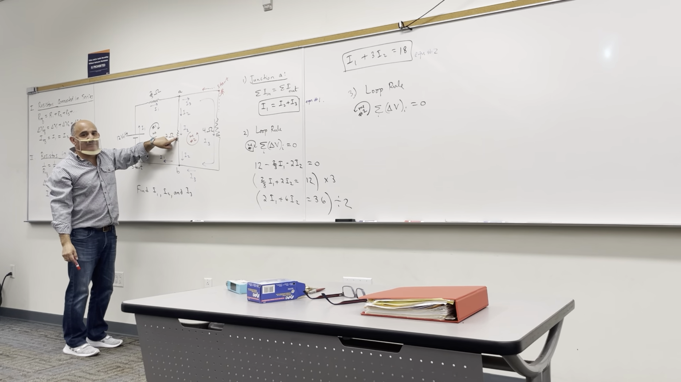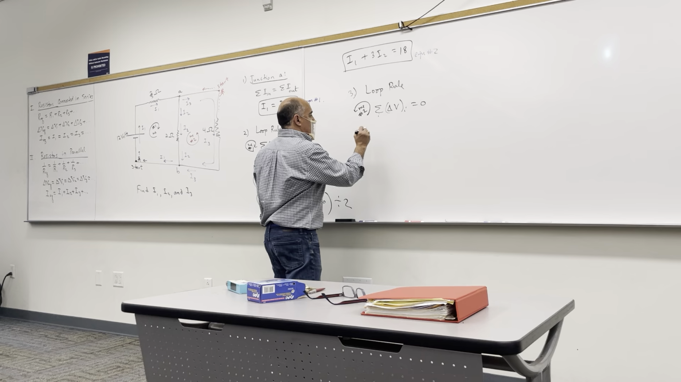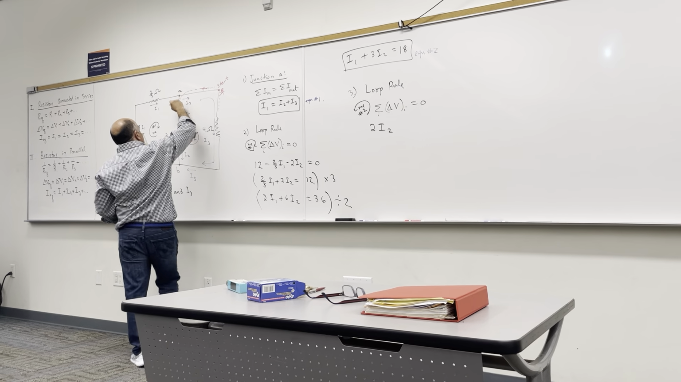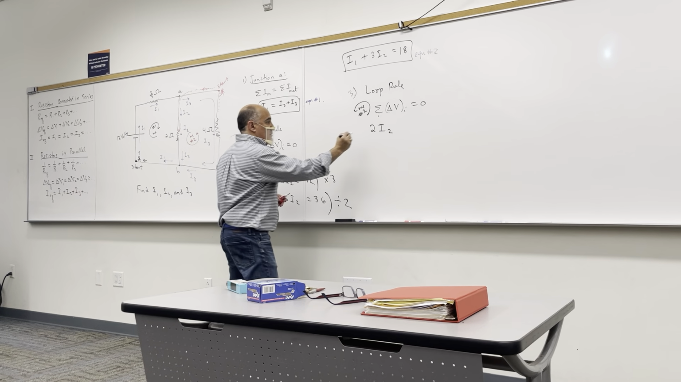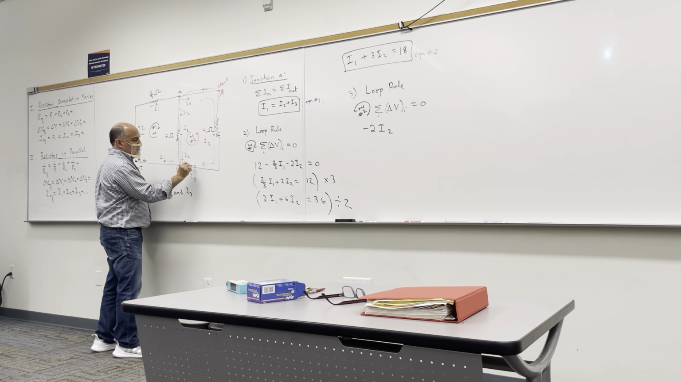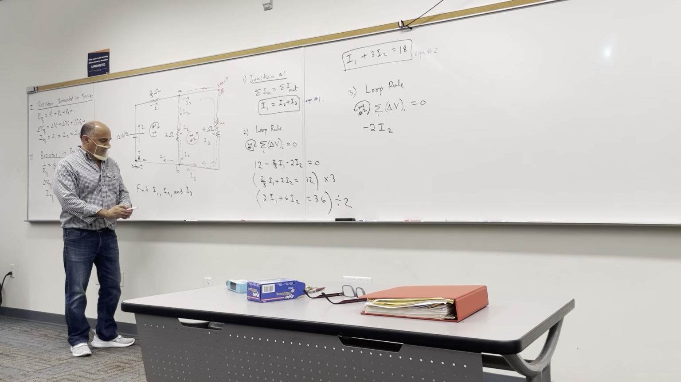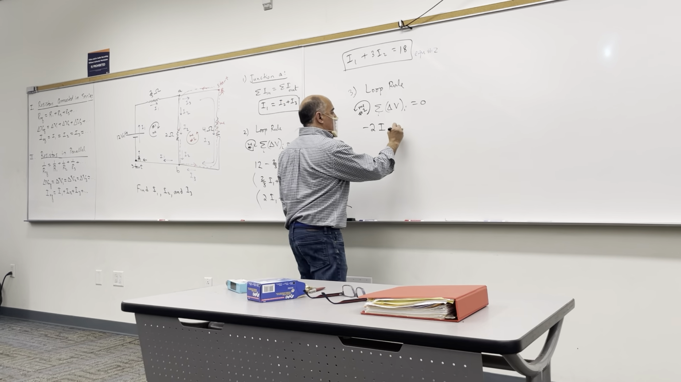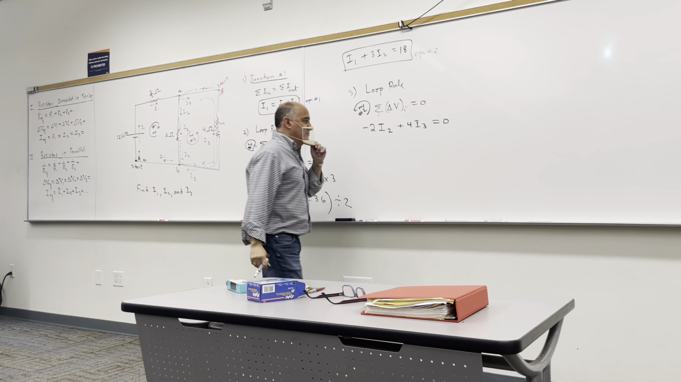2 I1. I mean, my bad. 2 I2. Plus or minus? Plus. I'm going this way, in the same direction as that current. Plus or minus? Minus. And then I continue my trip. Head to junction B, turn, go this way. And what do I write down when I go across this other resistor? Plus 4I3, right? And then I end up where I started, so all of that is equal to 0.